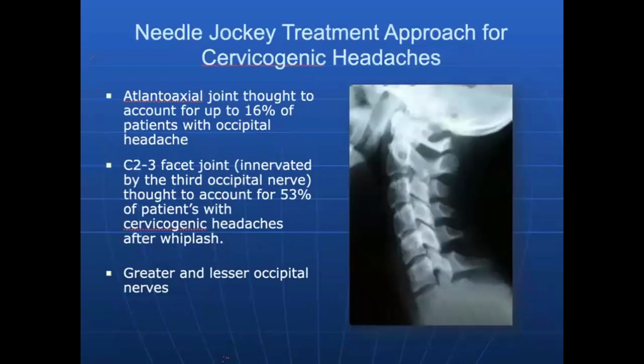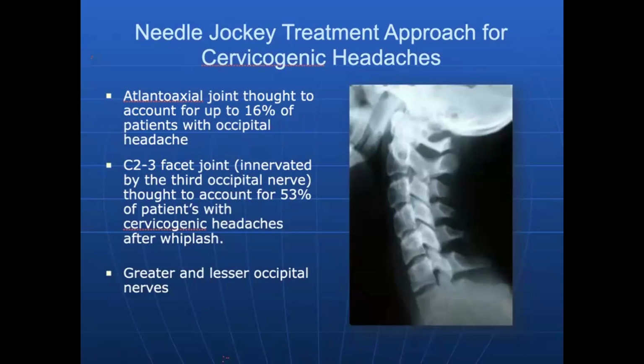Now, my approach that we've talked about is where you're actually going after the different joints in the neck from an interventional standpoint. And this is where my whole pain fellowship came in, because these are highly technical procedures. So there are several areas that are thought to be the cause of the pain when you go deeper. One is the atlantoaxial joint. That's the joint where the top of the neck meets the bottom of the head. And that's thought to account for up to 16% of people with occipital headaches.